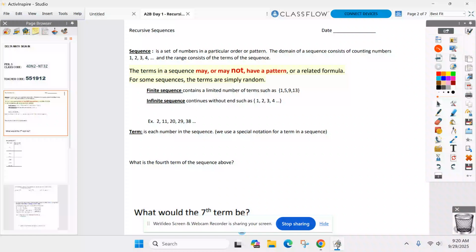Here for you: 2, 11, 20, 29, 38, and so on. All right, that does have a pattern, doesn't it? Can you find that pattern quickly? Because you're going to need to use that pattern here in a second. Find that pattern as I go from 2 to 11 to 20, and then I'll ask you about that pattern.